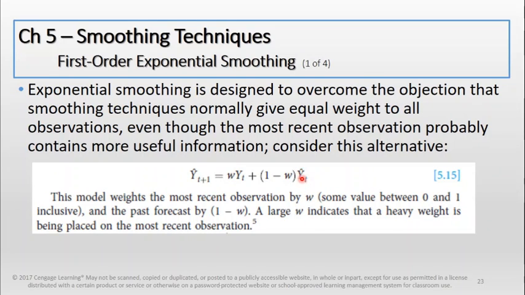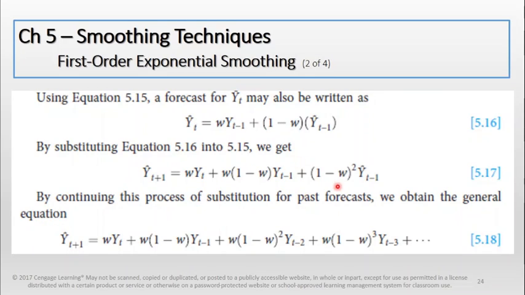And then, once you substitute it there, you still have to distribute. That is why, as you can see here, you have 1 minus W squared, because of the distribution, it becomes squared, and so on. So again, just apply algebra. You can do the derivation on your own time. By continuing this process of substitution for past forecasts, we can obtain the general equation. This is the general equation, because it depends on how many observations there are.